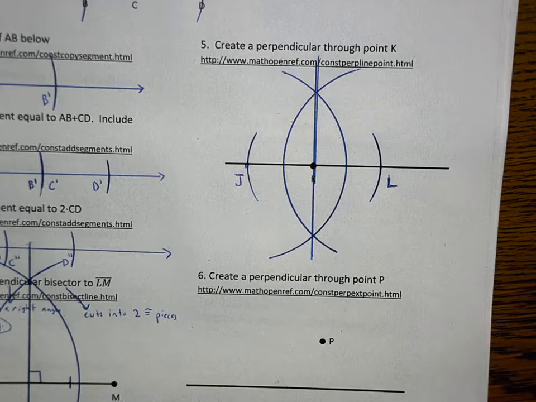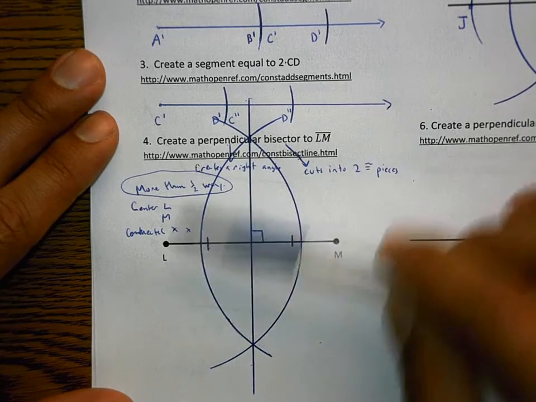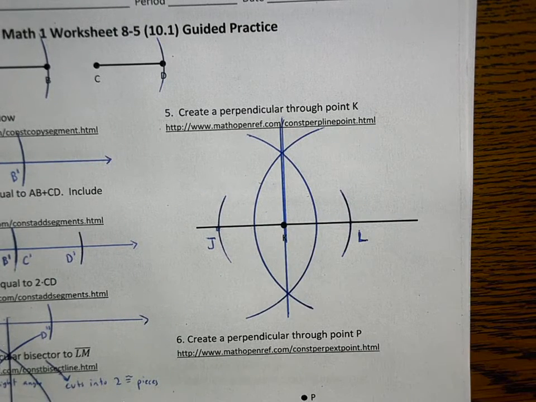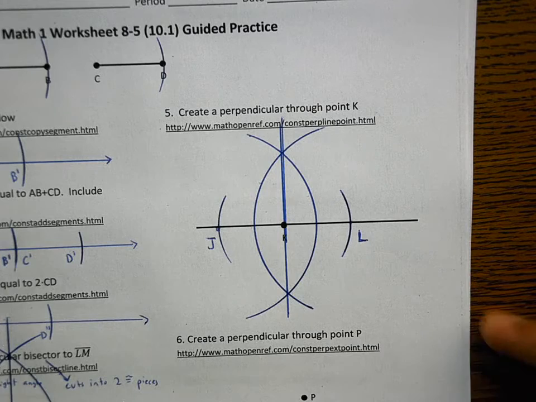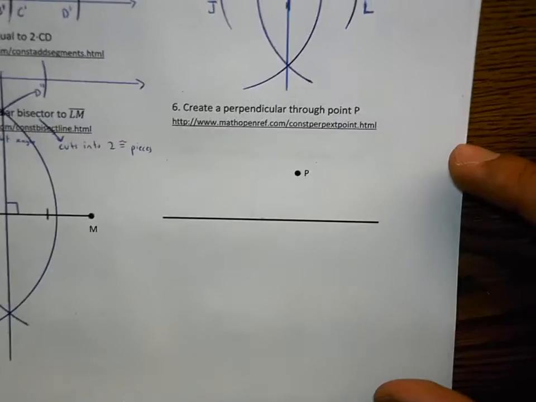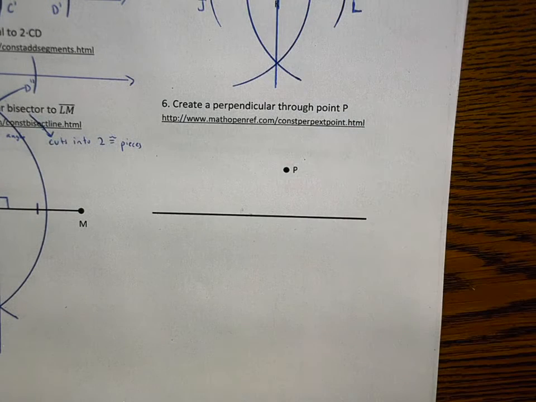So here's the deal. On this one, we had 2 equidistant points we made from more than halfway. On this one, we didn't have that, so we had to create 2 equidistant points first. Now we go to the third one. Number 6. Create a perpendicular through point P. What if it's not on the line? Well, we are going to have to create 2 equidistant points on the line. How are we going to do that?